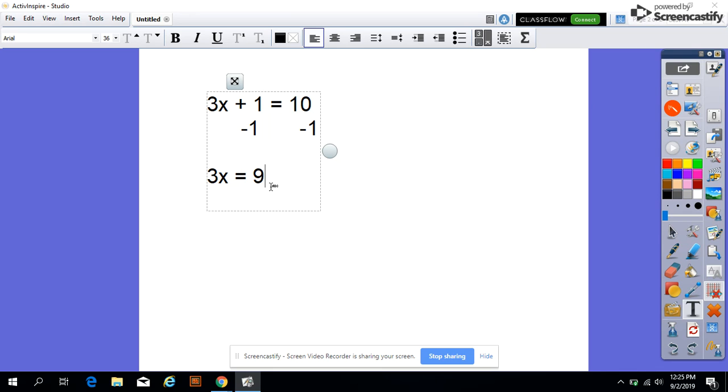Now, a lot of times people just see this, but if you don't, the answer is to get rid of the 3 using an opposite, and this is 3 times x. So the opposite of multiplying by 3 is dividing by 3. We're left with 3 divided by 3 is 1, but you don't have to write the 1, equals 9 divided by 3 is 3. So that's the answer that I'm looking for here.